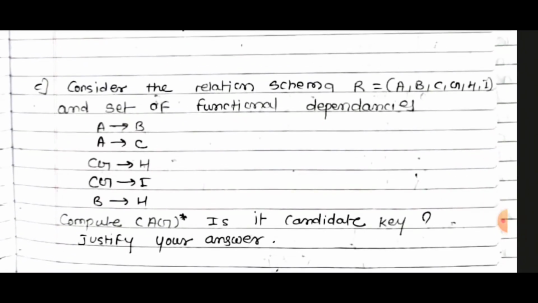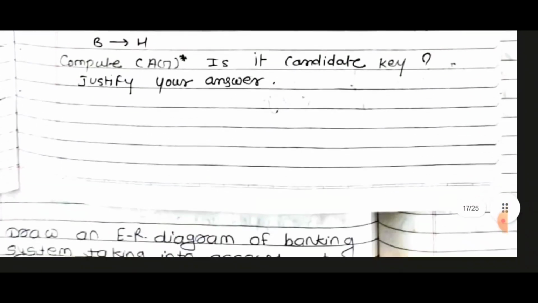Consider the relation schema R = (A, B, C, G, H, I) and a set of functional dependencies. This is the answer.